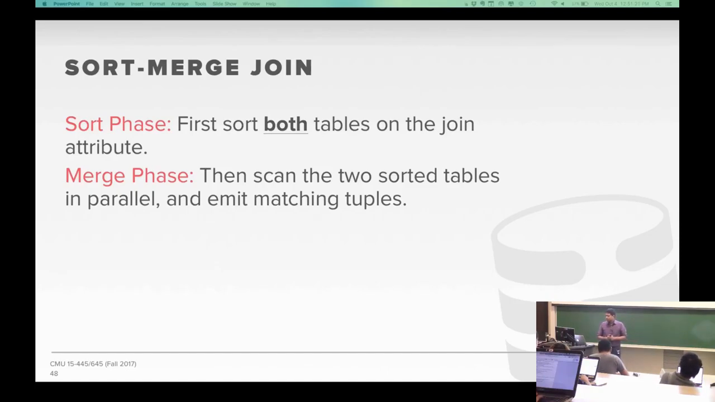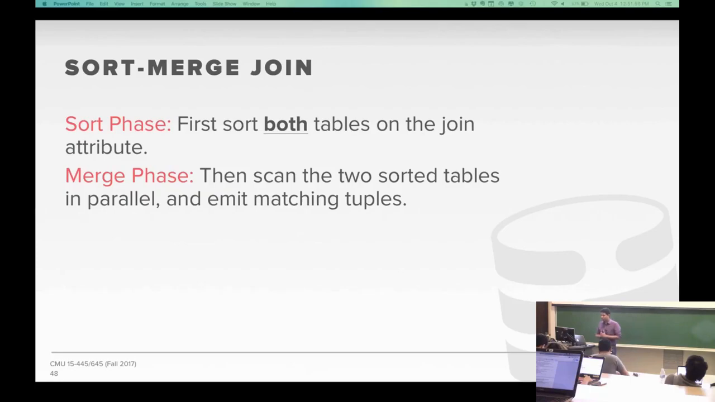So you have two different phases, the sort phase and the merge phase, and this algorithm also makes sense when the tables are already sorted on the join attributes, okay? If it's already sorted on the join attribute, then this is a nice algorithm that you can leverage instead of doing nested loop join, okay? So I will present that in the next few slides.